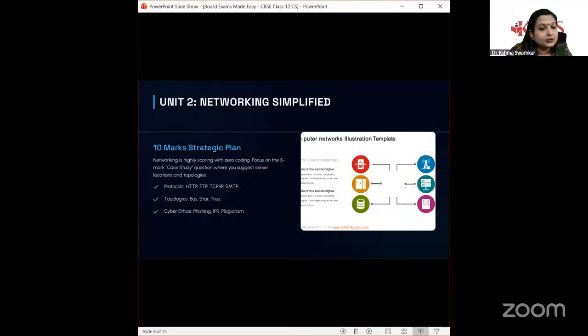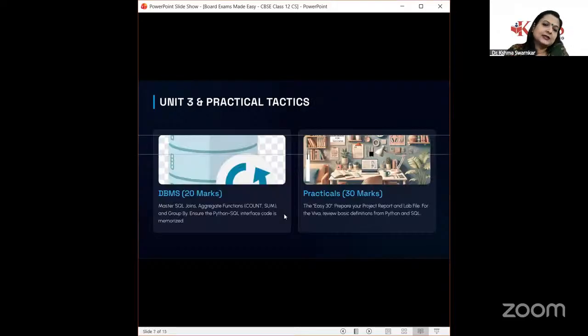Now, the third unit is practical tactics. What are practical tactics? In practical tactics, it is divided into two parts: database and practical. The database is 20 marks, and then practical. From the database, that is SQL. In SQL, what happens? They focus basically on aggregations, right?